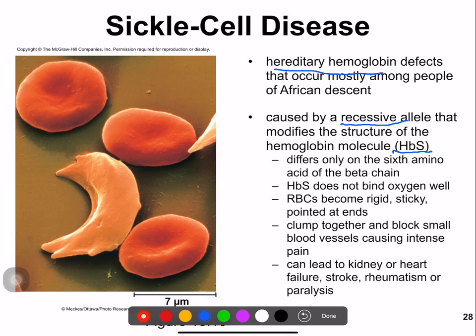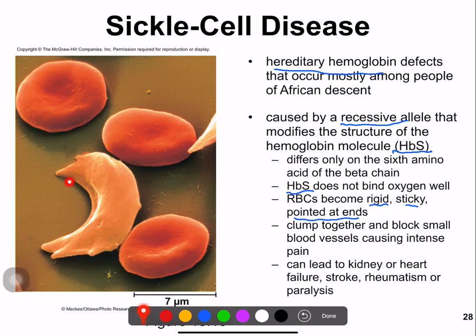Now, the problem here is that the sickling version of the hemoglobin does not bind oxygen as well. The other thing is that the red blood cells often lose their characteristic shape. They become rigid, sticky. Often they become pointed at the ends. And if we look here, you can see a more normal looking red blood cell, but we can see a red blood cell that's undergone sickling.